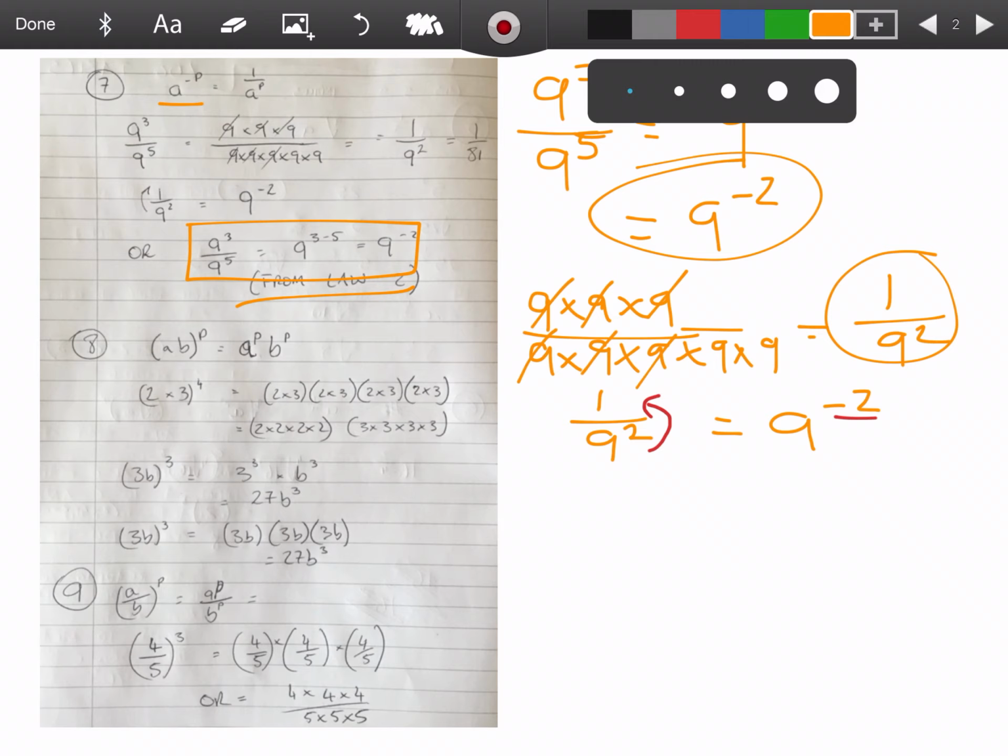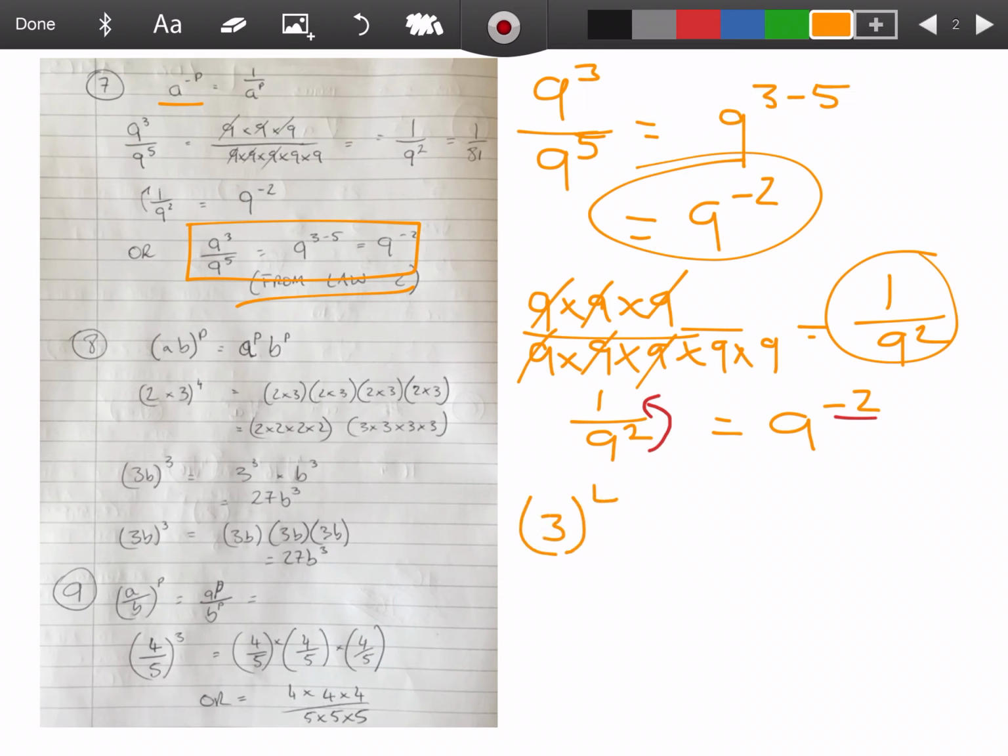Rule 8, very, very similar to anything that you guys have done before with powers. You can imagine if I've got 3 to the power of 4, I know that this is the number I multiply. This is the number of times that I do it. 3 times 3 times 3 times 3. Because that's my base number. And that's how many times I am multiplying.